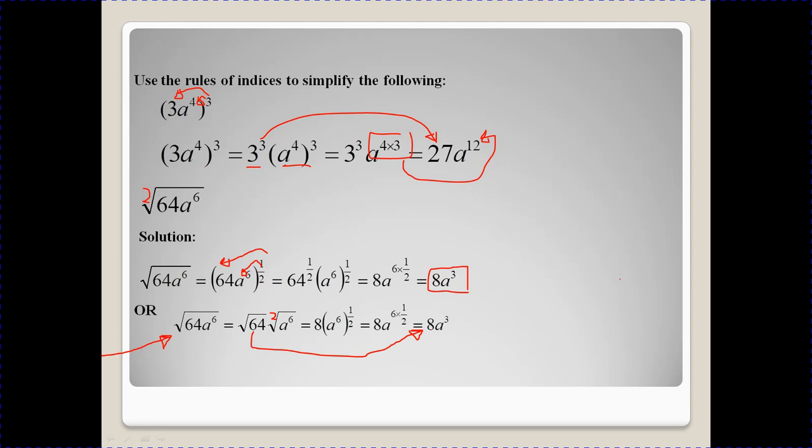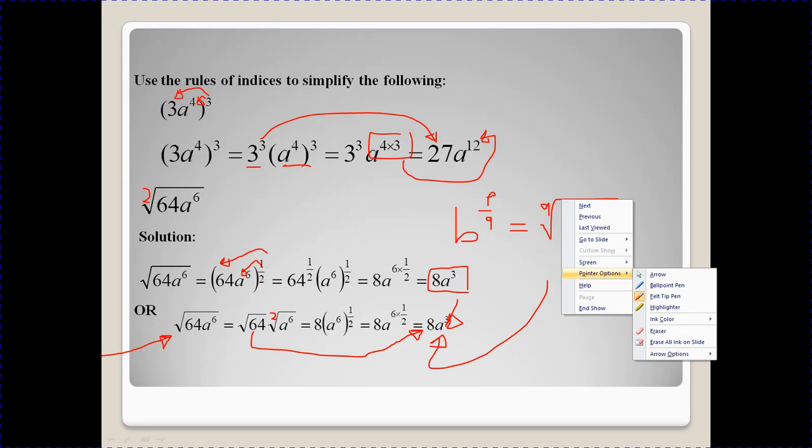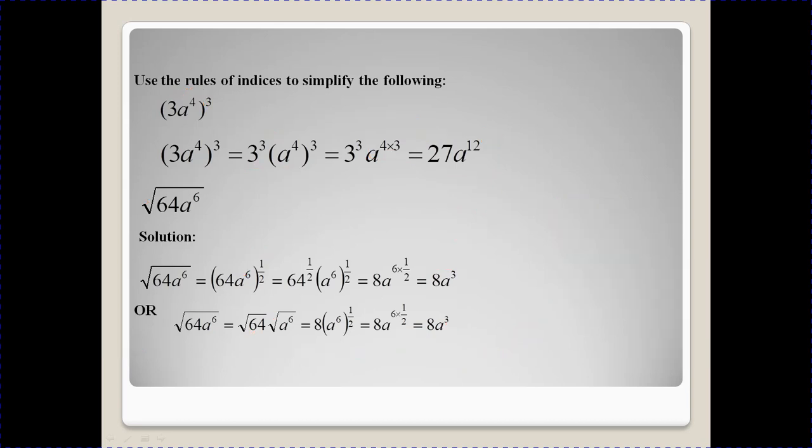Don't forget the rule, if you remember, to the power p over q. We said this is the qth root of a to the power p. I applied this rule here, so it will be a to the power 6 over 2, so it will be a cubed. In both cases, I have the same answer. You follow this procedure or that procedure, finally you will have the same answer.